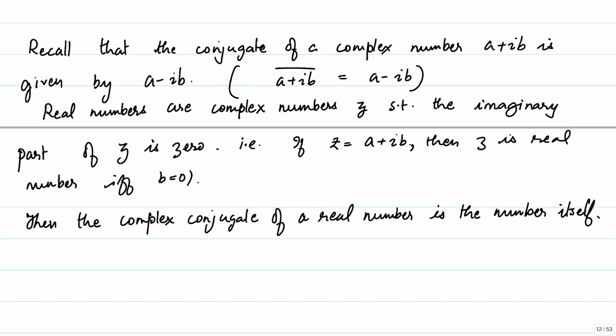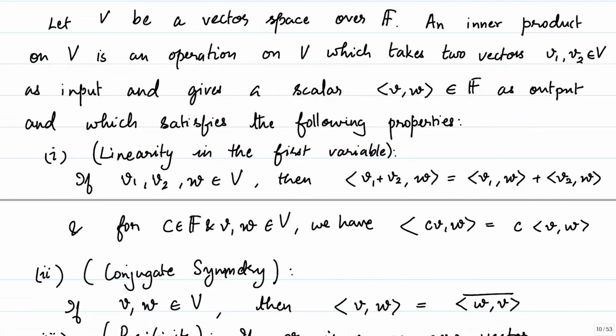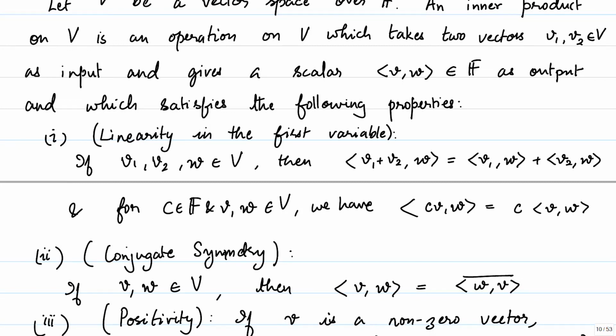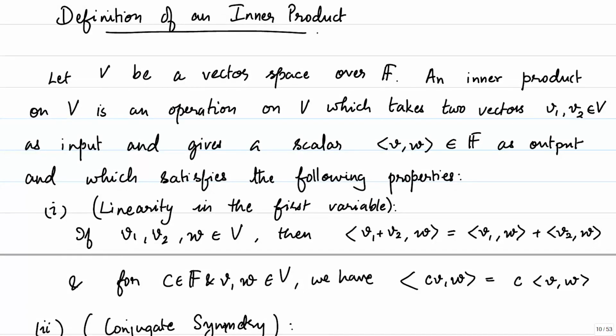Alright, now let's get back to the definition of an inner product. An inner product is an operation on the vector space. Till now our vector space V has two operations, an addition operation and a scalar operation. We are now defining a new operation which takes two vectors and gives you back a scalar. If you are working on a vector space over R, an inner product will take two vectors and give you back a real number. If you are working on a vector space over the complex numbers, the inner product will take two vectors and give you back a complex number.